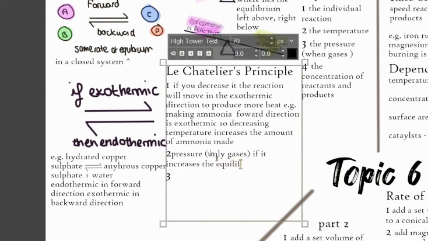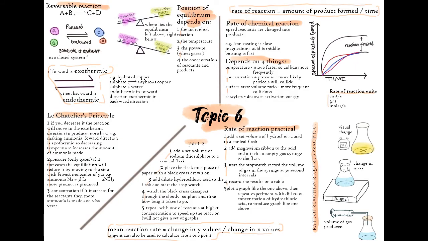Number 3, concentration. If the concentration of reactants is increased, more product is made, and vice versa. E.g., in making ammonia, the more the reactants' concentration increases, the more ammonia is made.